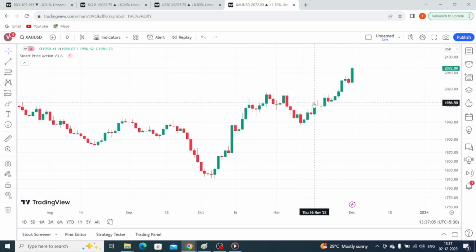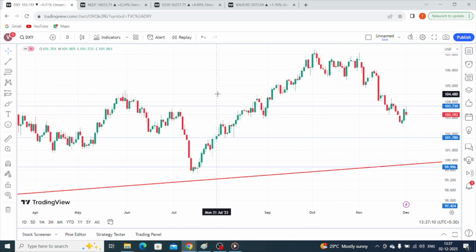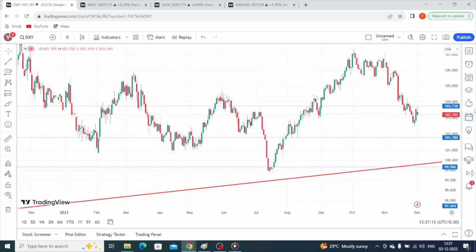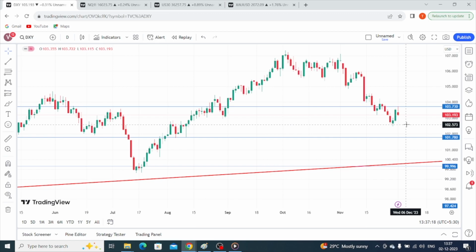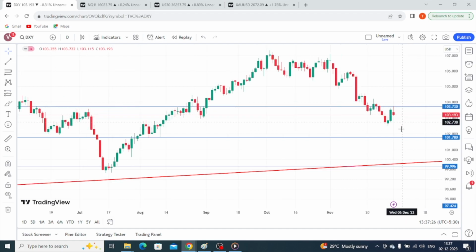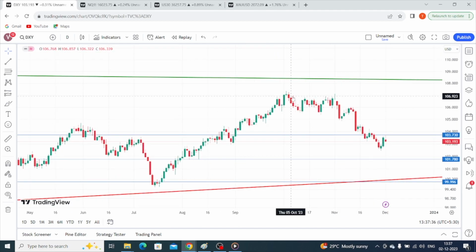Now I'll come to gold later on. Let me just show you the present chart of the dollar index. Presently you can see that the dollar index is hovering around this level of 102.5 to 103.75. Now at this moment, if it comes down, then this 101.75 is a major support level for the dollar index. And if it starts going up, then again we can expect that it will touch this recent high, that is around 107.2, correct?